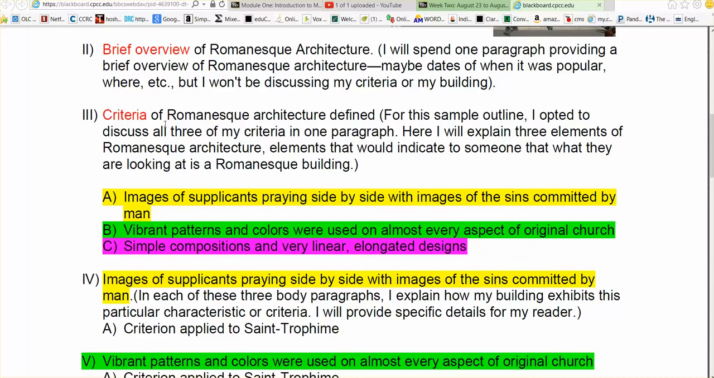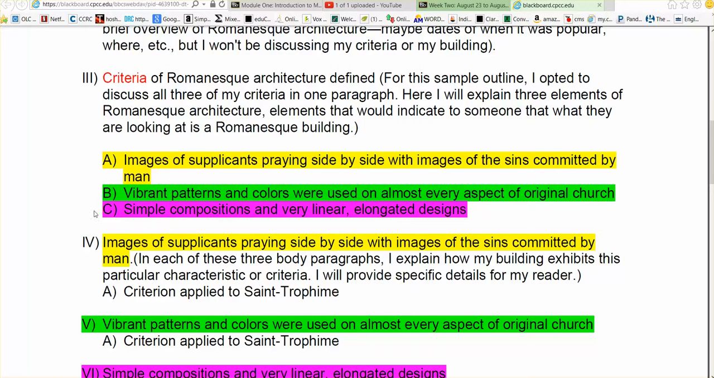All right. And then we get into the evaluation part. In this first sample outline, I've opted to discuss all three of my characteristics, my criteria, in one paragraph. So I'm going to list all three of my criteria and explain what that means. What does it mean to have these images of supplicants praying side by side with images of the sins committed? What does that mean? So I'm going to explain all of my criteria in one paragraph.